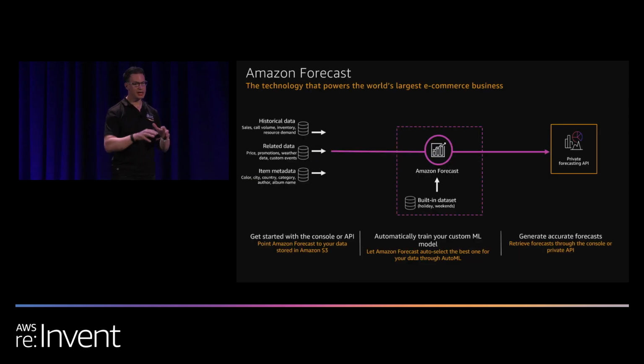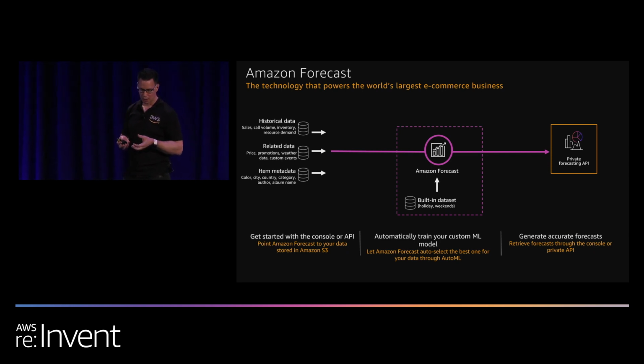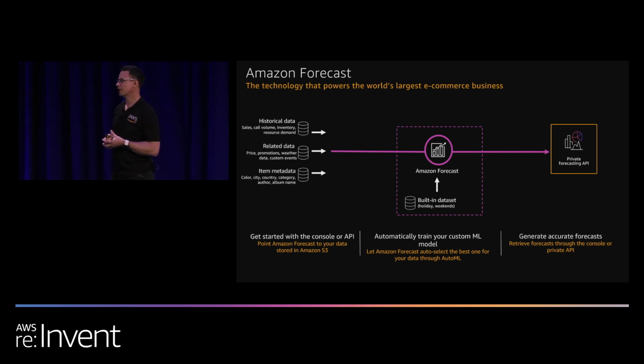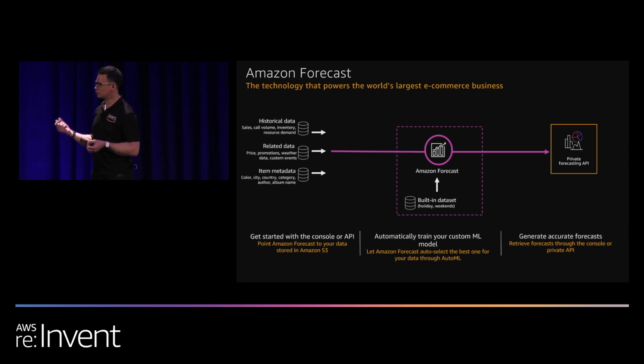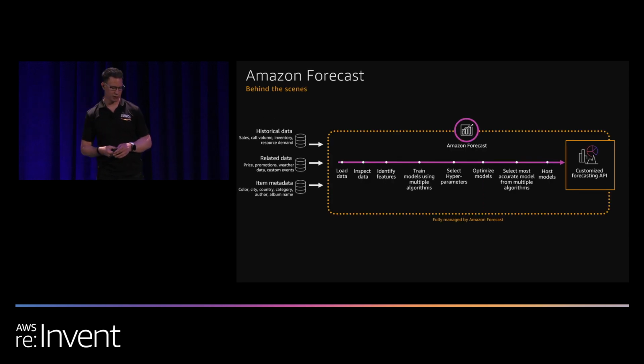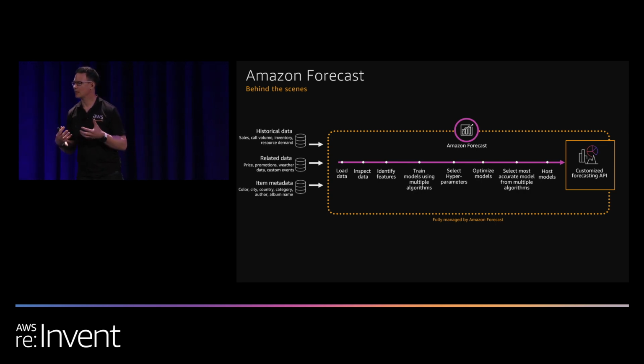So what does Forecast do? Well, it takes all of this data and pulls it together to automatically create a forecasting model, custom built, and provide you with a private forecasting API you can use to create forecasts on your data about your products, about your situation. So let's go into a bit more detail. The way it works is once you give it those data sets, it will automatically load your data. It will inspect your data and look for any features that it can use and keep track of in order to help it make these calculations.